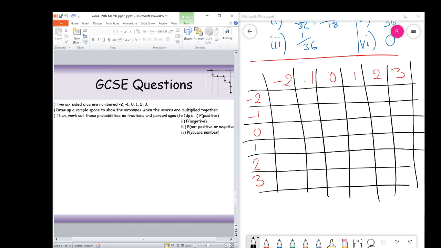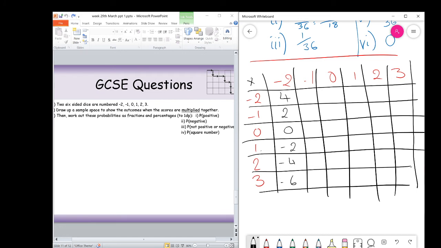There we go. So I'm multiplying these together. -2 times -2 is 4. -2 times -1 is 2. -2 times 0 is 0. -2 times 1 is -2. Spot the pattern: -4, -6.